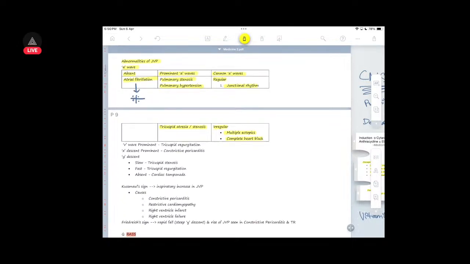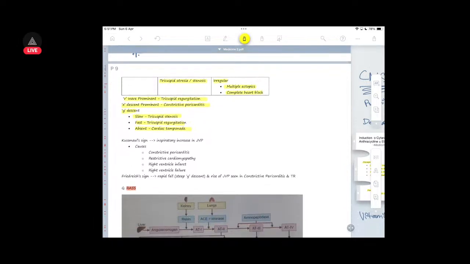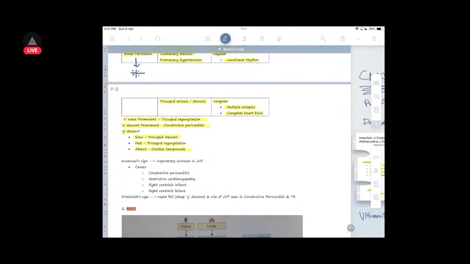So prominent V wave will be tricuspid regurgitation. Prominent X descent is constrictive pericarditis. Y descent is slow in tricuspid stenosis, fast in tricuspid regurgitation. Absent is cardiac tamponade. Very well known acronym, PEX TAC.